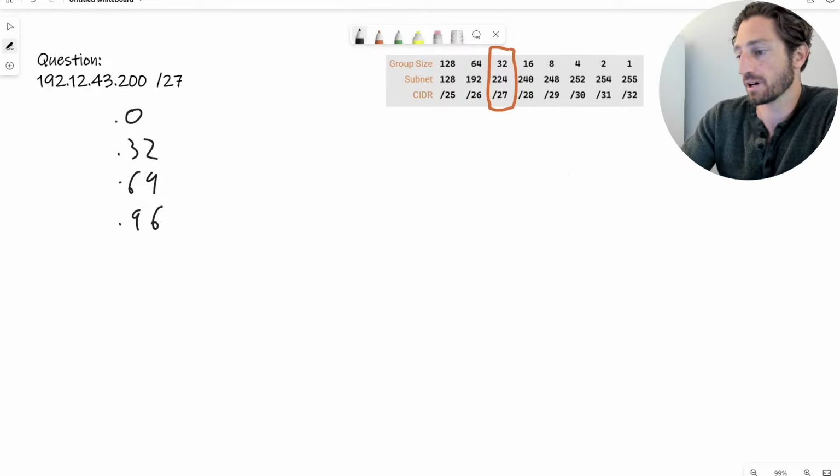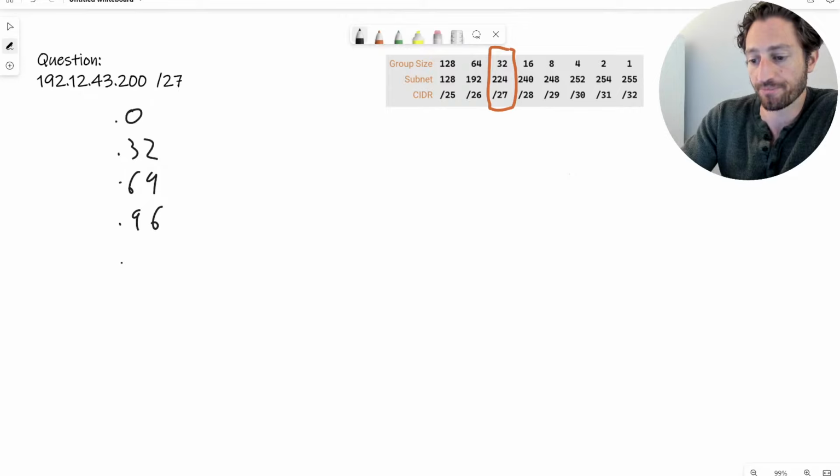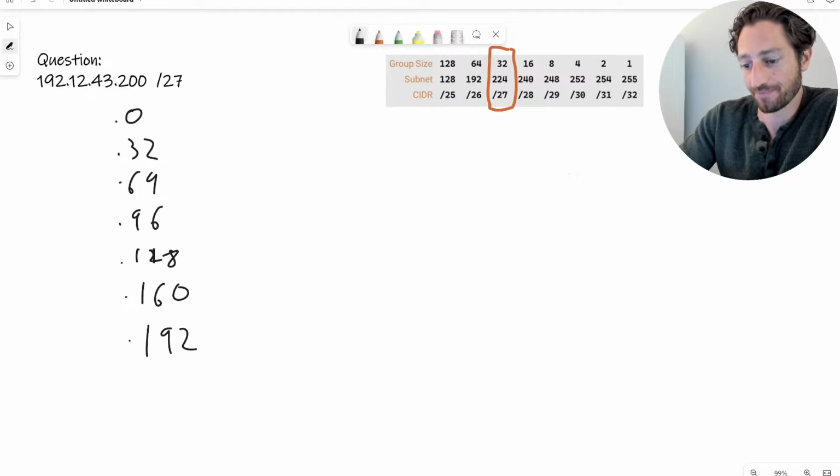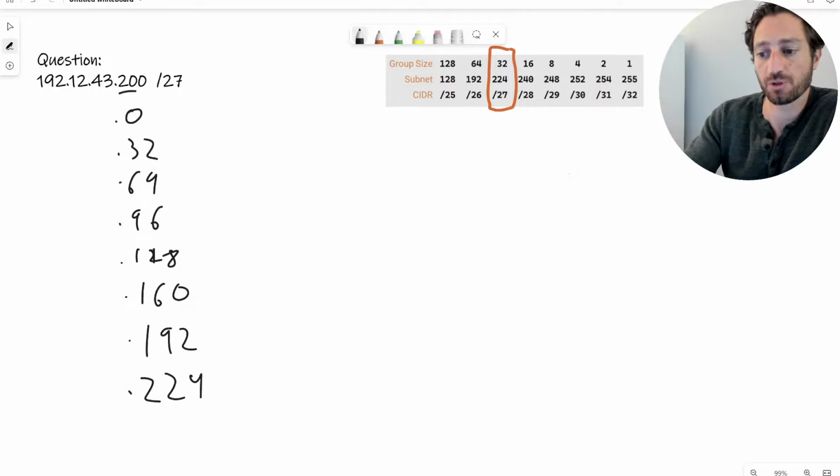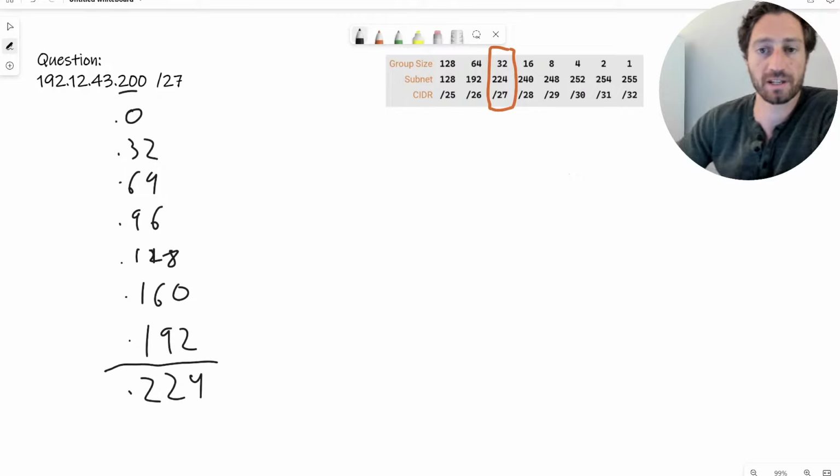Now, we'll just continue. We'll go through it. So .96, and then it's... wow, my math is failing. 128, 160, 192, and then next would be 224. And you'll notice right there, we passed 200. So 200 would appear somewhere right in there.